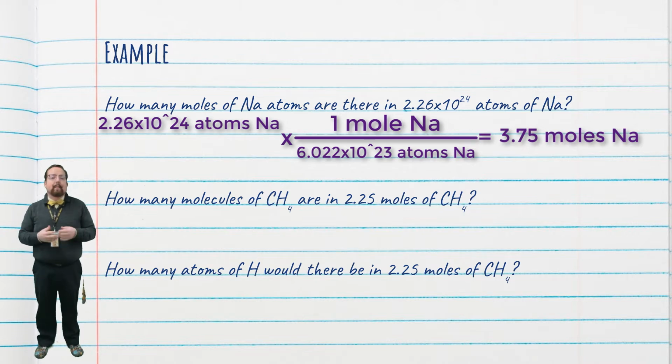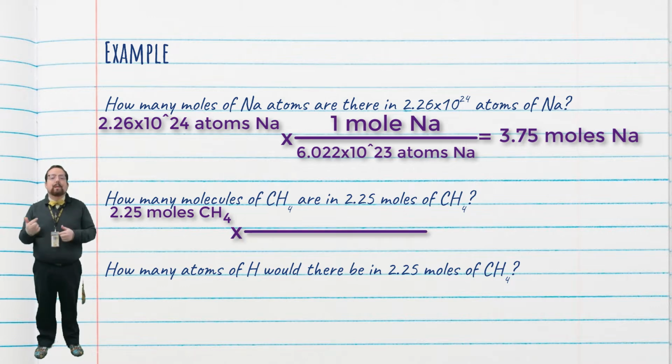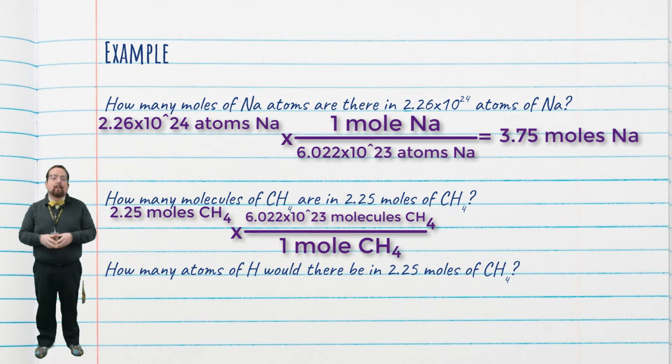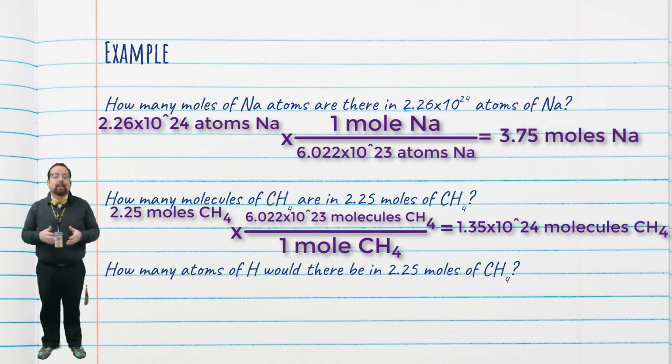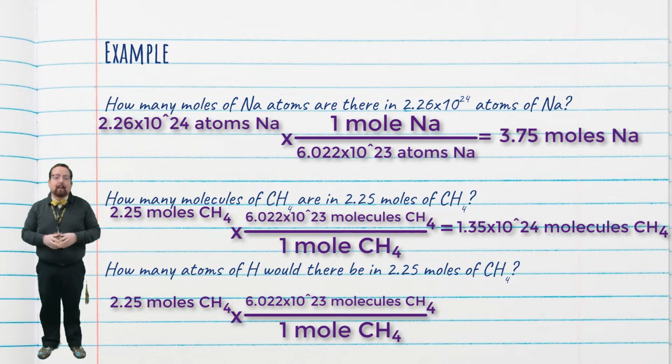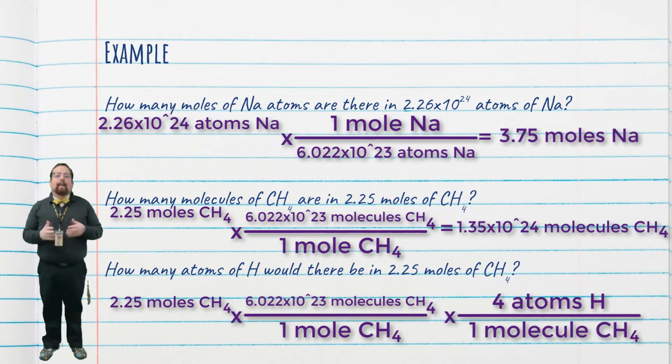How many molecules of methane are there in 2.25 moles of methane? Start out the same way, except this time you want moles on bottom since that's what we started with. Do that math and you get that there are 1.35 times 10 to the 24th molecules of methane. How many atoms of hydrogen would there be in that much methane? Well, since there are 4 atoms of hydrogen in each molecule of methane, we'd use that as a conversion factor. That tells us there would be 5.42 times 10 to the 24th atoms of hydrogen.